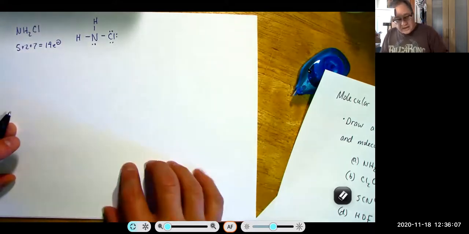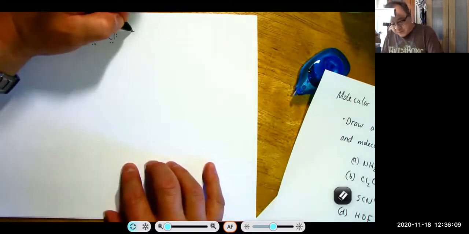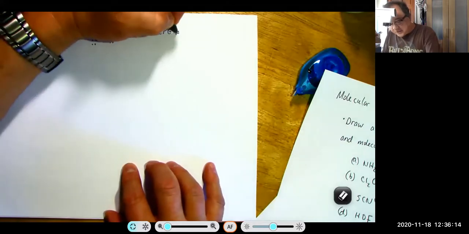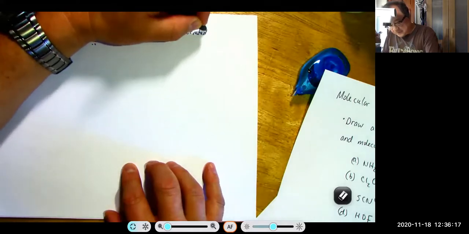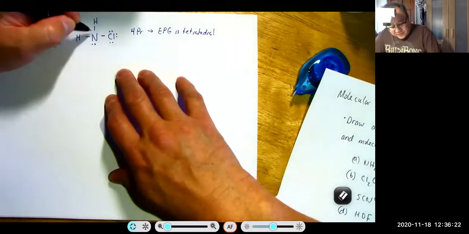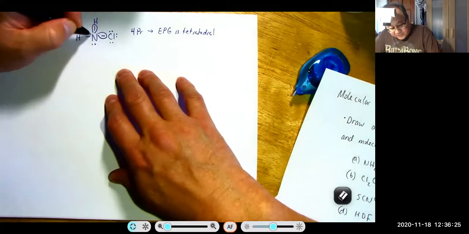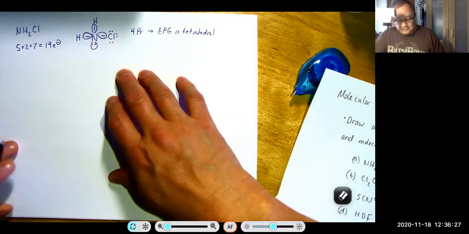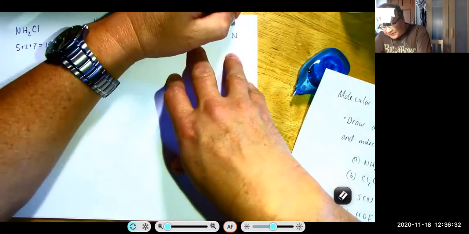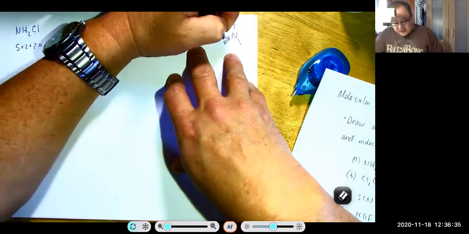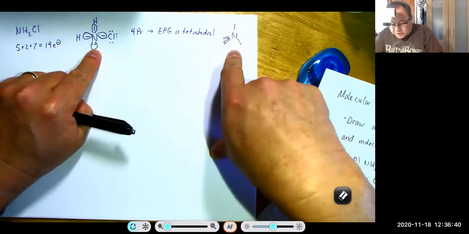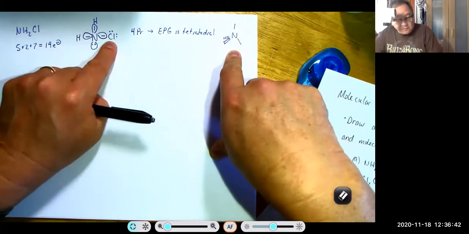So here, how many pair on the nitrogen? We've got 4 pair, which means the electron pair geometry is tetrahedral. So I can even show you the 4 pair by doing this. 1, 2, 3, 4. 4 pair. Now, if I know that it's going to be tetrahedral, I know it's going to look something like this. So that means I'm going to have to put the lone pair on one of these places, and I'm going to have to put the hydrogens and the chlorine on the other places.